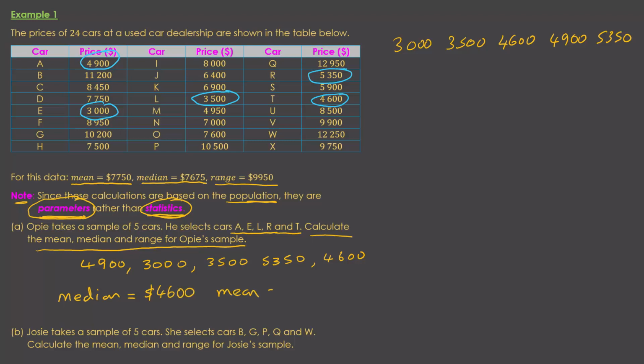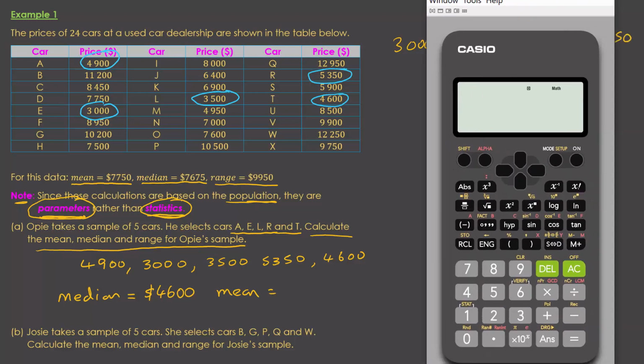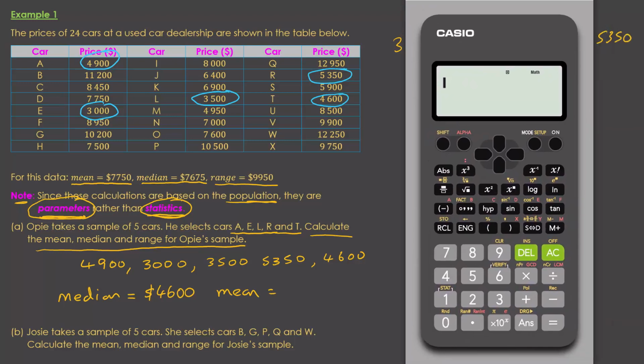So let's calculate the mean. For the mean, we're going to add them up. So 4,900, add 3,000, add 3,500, add 5,350, add 4,600, and there's 5 pieces of data, and so that is 4,270.